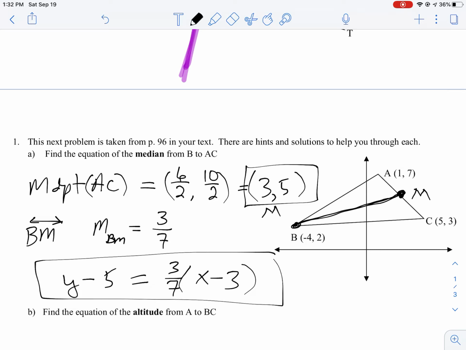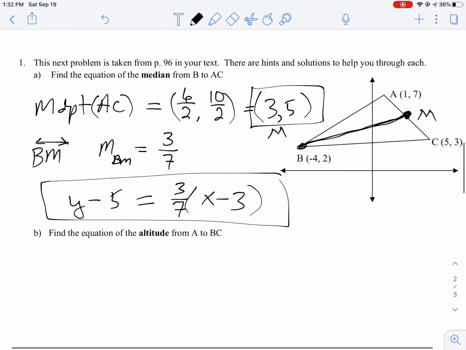I put it in point slope form because to me that was the easiest way to do it. Okay, again, feel free to pause and rewind if you need to replay it. That's finding the equation of a median. You have to find a midpoint and then write the equation of the line through those 2 points.